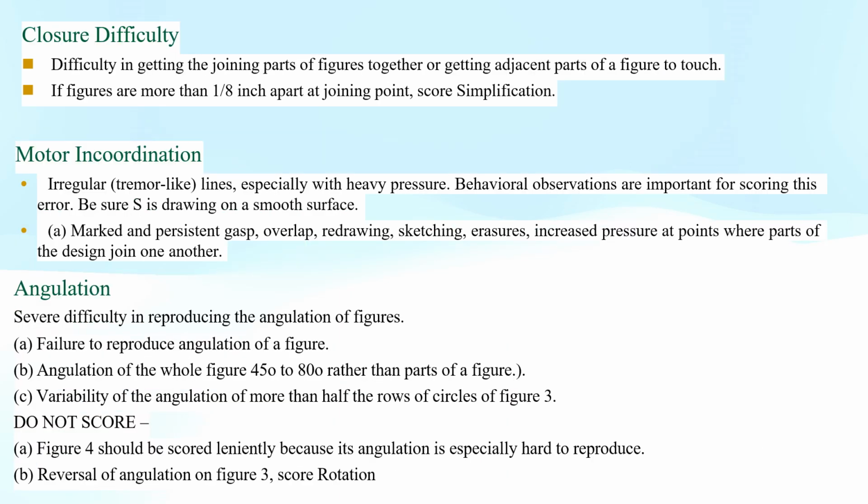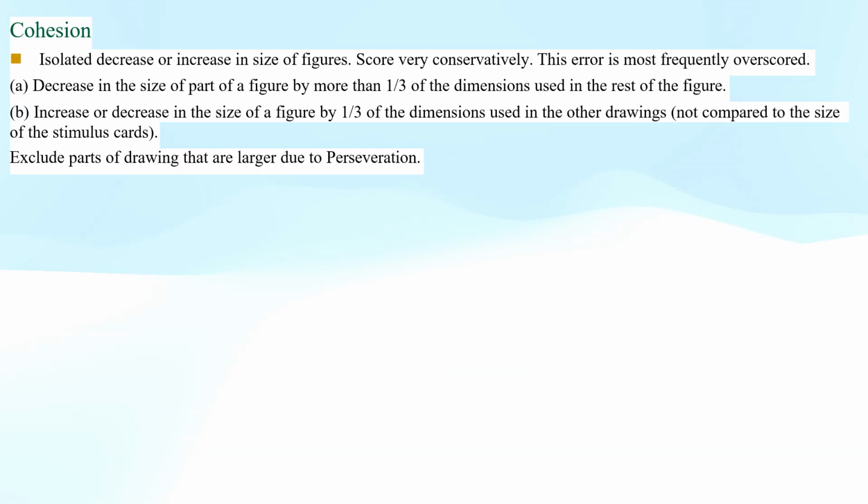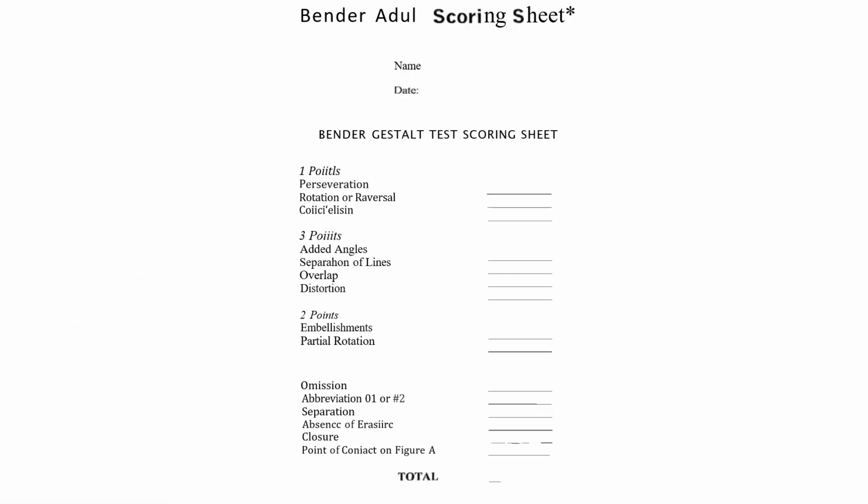In the same way, there is closure difficulty, motor incoordination, angulation, and cohesion. So these sum up the 12 errors which the patient might make. Now this is a scoring sheet. So as we can see, depending on the errors that the patient has made, here it is showing in a different language.